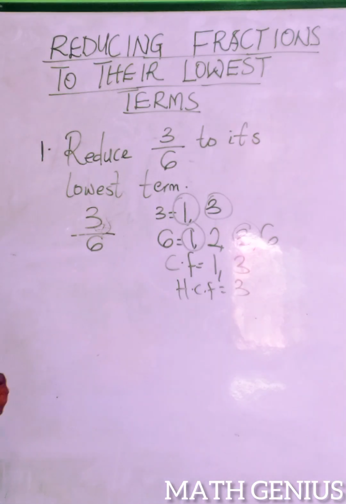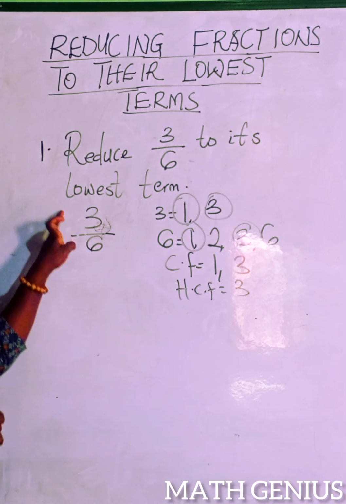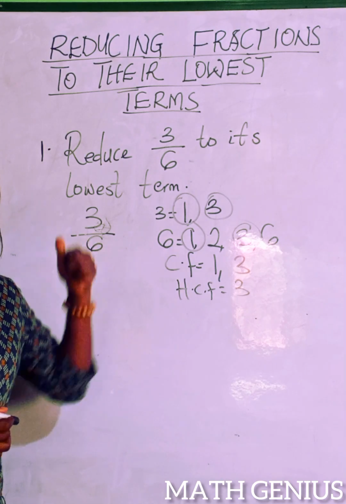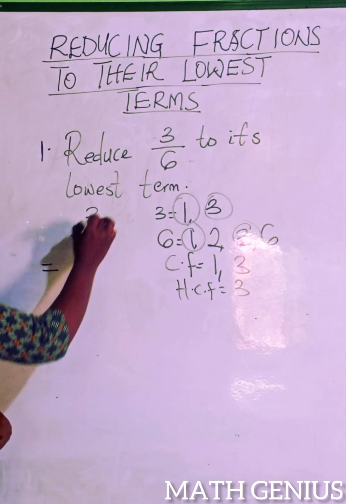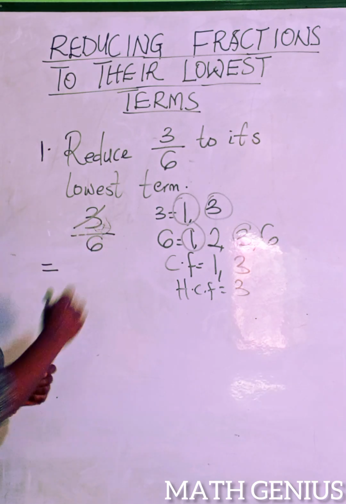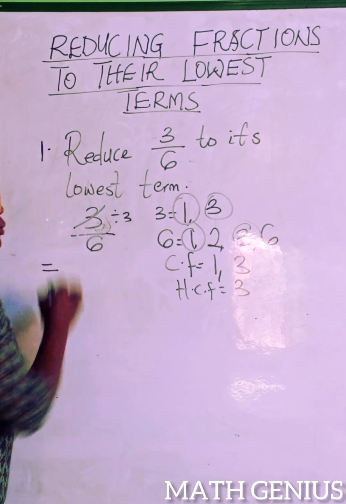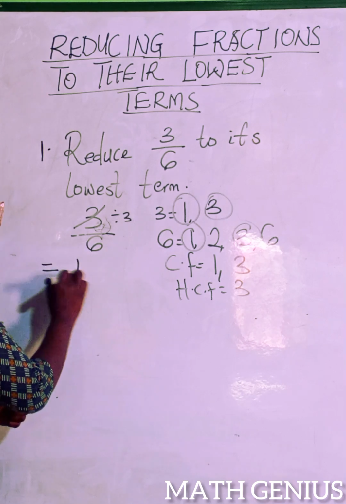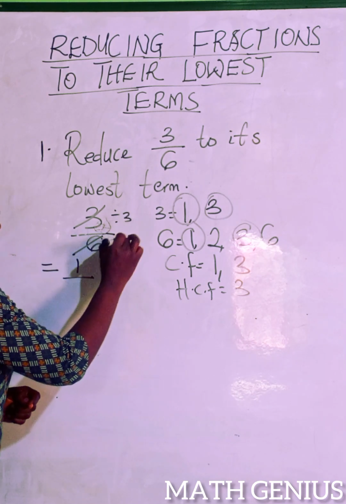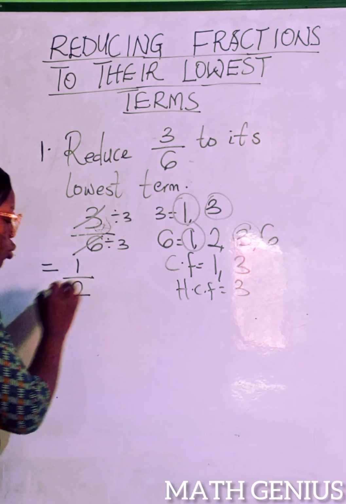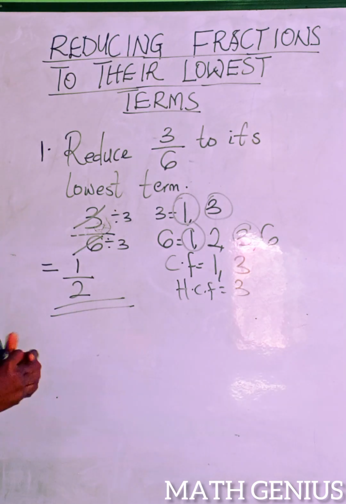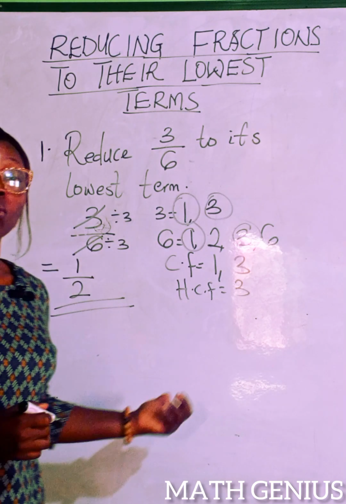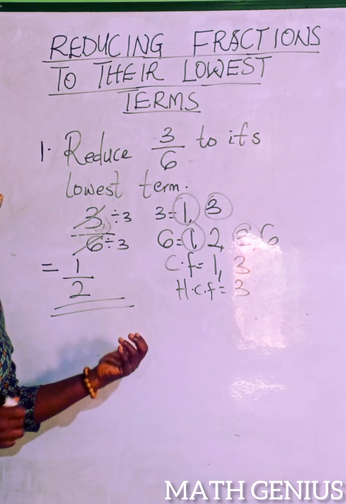It means 3 can go into 3 and 3 can go into 6 without leaving a remainder. So we now have 3 divided by 3 is 1, and 6 divided by 3 is 2. At the end of it all, 3 over 6 can be reduced to 1 over 2.